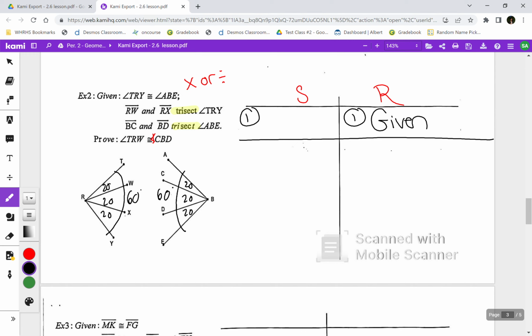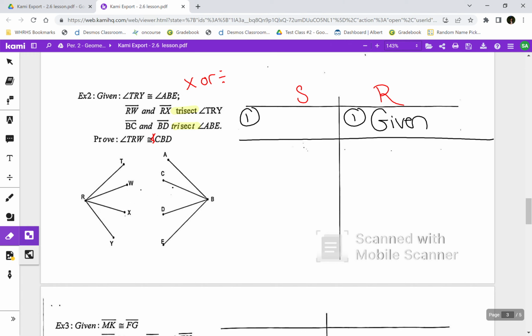Oh, you're saying, why can't we just say def of trisect? Is that what you're asking? Okay, let me show you why. Because the definition of trisect doesn't relate one angle to the other angle. The definition of trisect would just say this angle is congruent to this angle, congruent to this angle. And on the other side, it would say this angle is congruent to this angle, congruent to this angle. The definition of trisect doesn't relate the two separate angles.